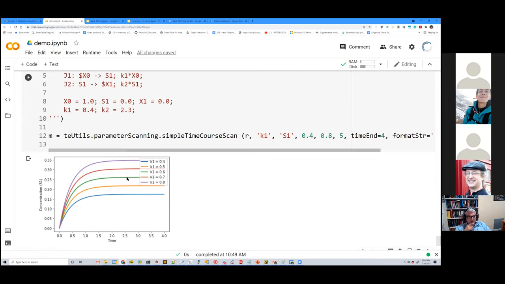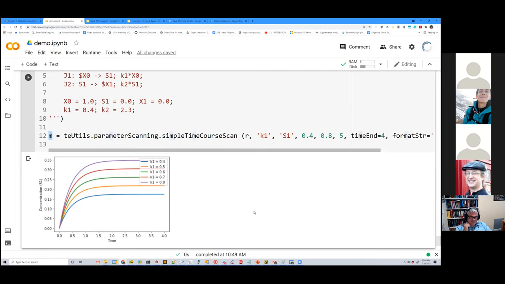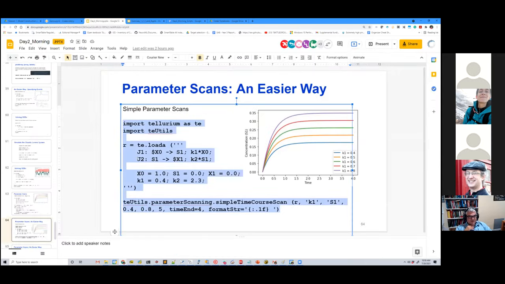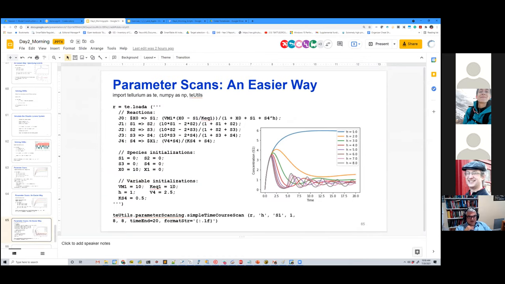It'll do the scan and make the plot, and I guess it returns the results in M. So you could do something like this, but it's not satisfactory because it's not generalizable. It's very specific to this one particular thing. I mean, you can do one clever trick with it, which I'll show here. Where is it here?